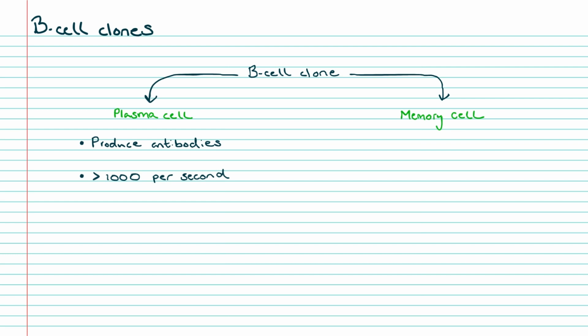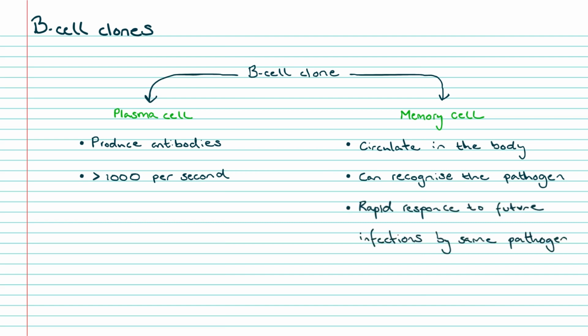Memory cells circulate in the body for many years and can recognize the pathogen responsible for the original infection. If the memory cell detects this pathogen in the future, it can rapidly divide into new memory cells as well as new plasma cells that produce antibodies that can target the specific pathogen.